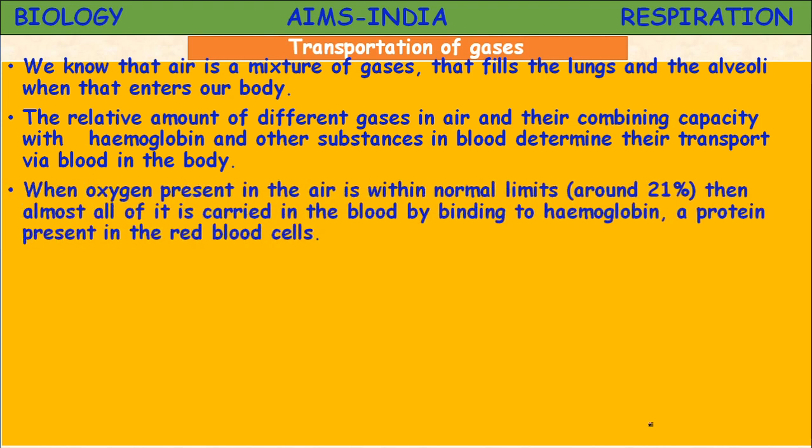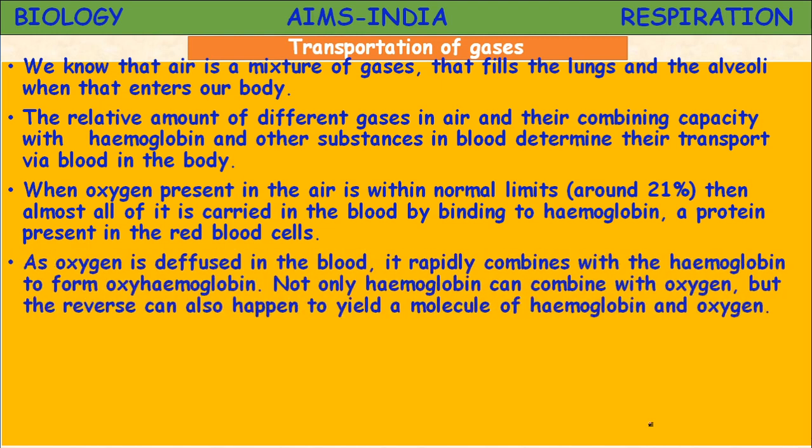When oxygen present in the air is within normal limits, that is around 21%, then almost all of it is carried in the blood by binding to hemoglobin, a protein present in the red blood cells. As oxygen diffuses into the blood, it rapidly combines with hemoglobin to form oxyhemoglobin. Okay, oxygen combines with hemoglobin to form a complex. What is that complex? Oxyhemoglobin complex.